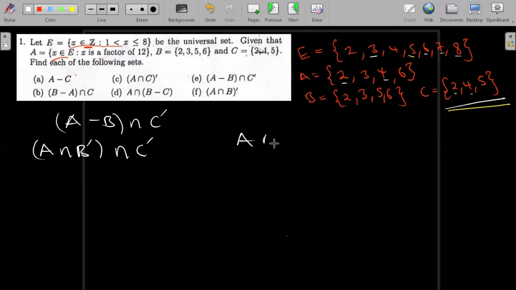Wouldn't it be easier to just do A minus B? Okay, and wouldn't it be easier to do A minus B? Okay, so it's the same.